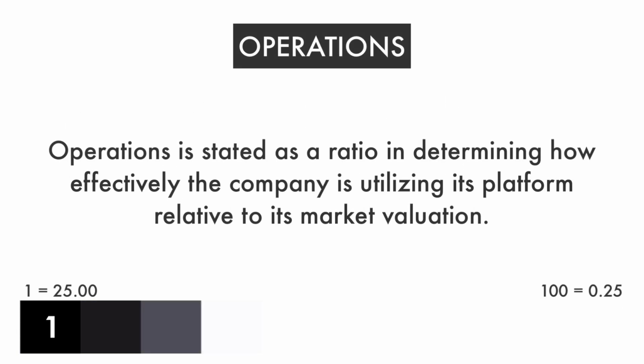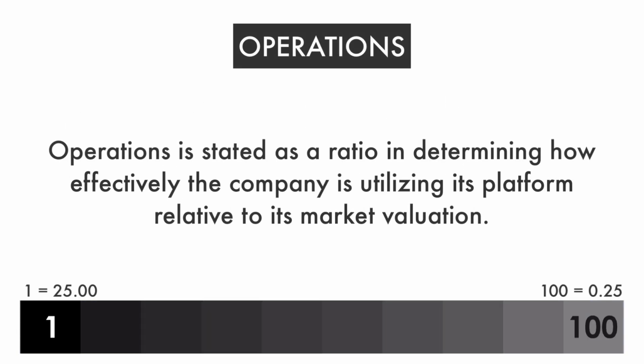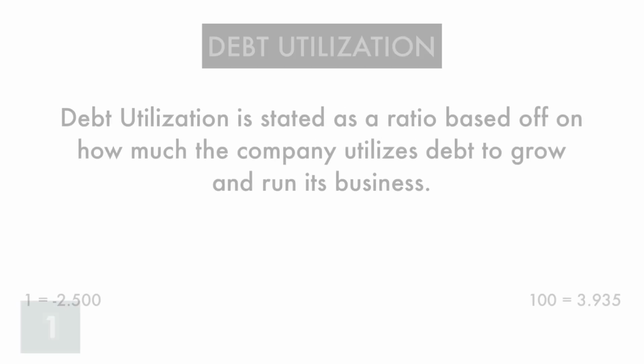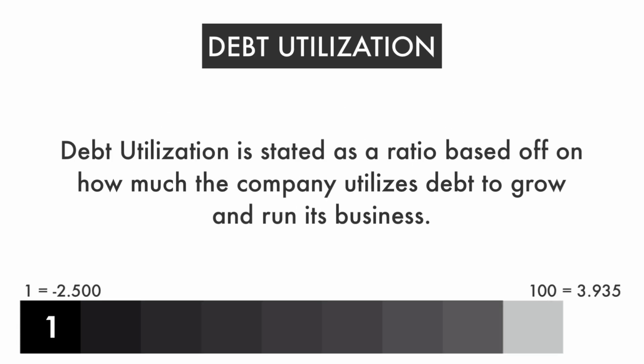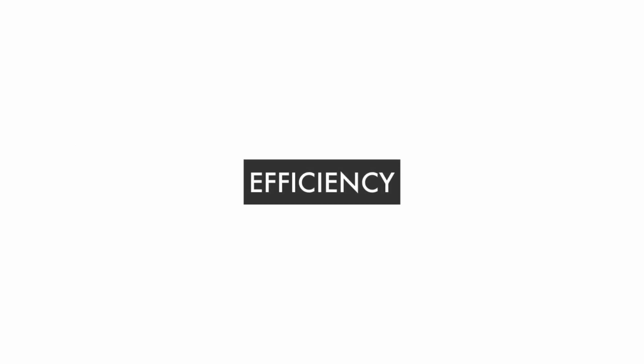Let's then look at the company's operations. Operations is stated as a ratio in determining how effectively the company is utilizing its platform relative to its market valuation. Let's look at the company's debt utilization. Debt utilization is stated as a ratio based off on how much the company utilizes debt to grow and run its business.